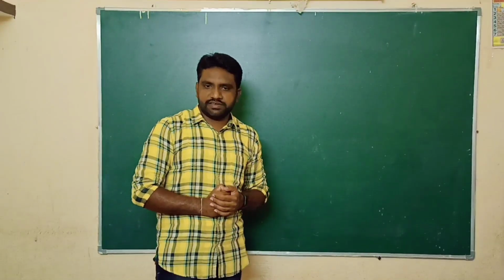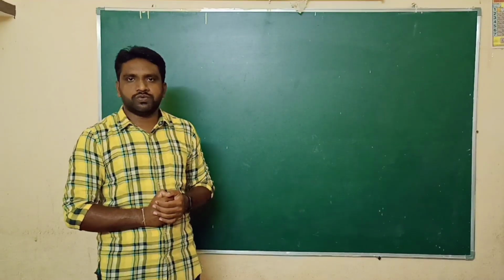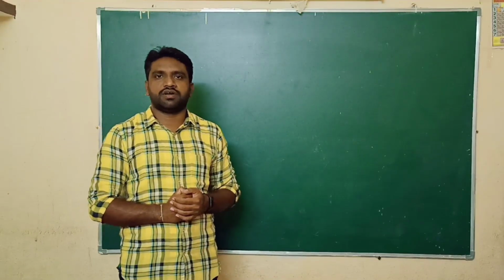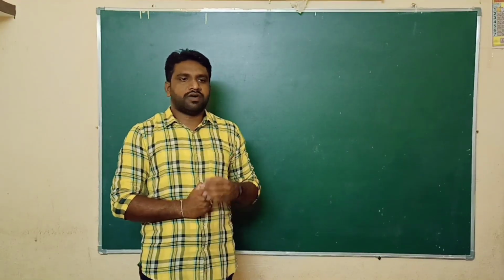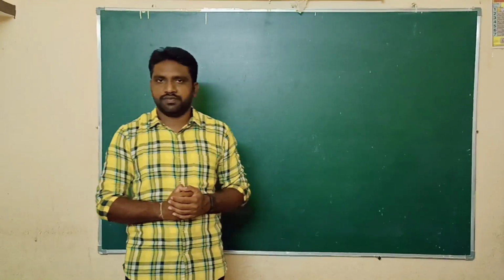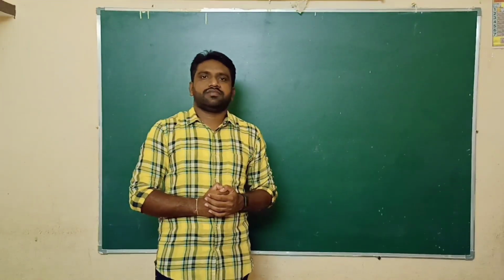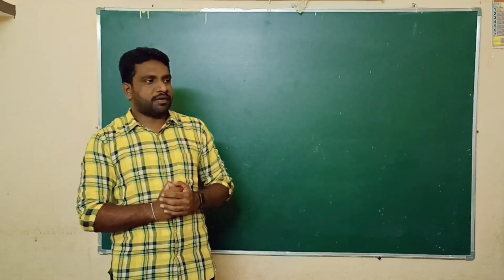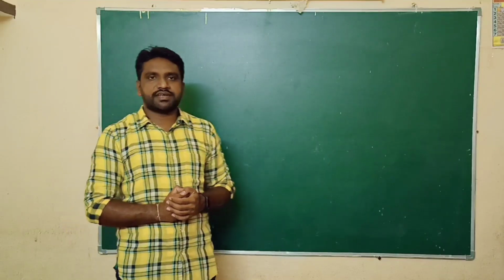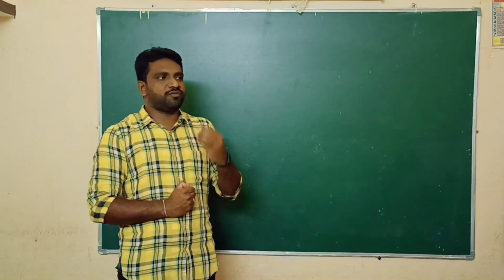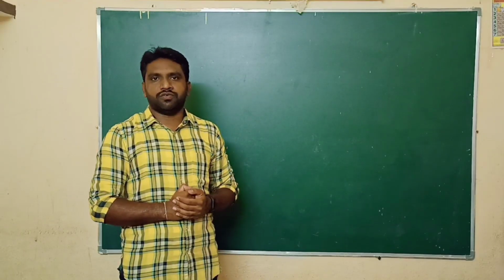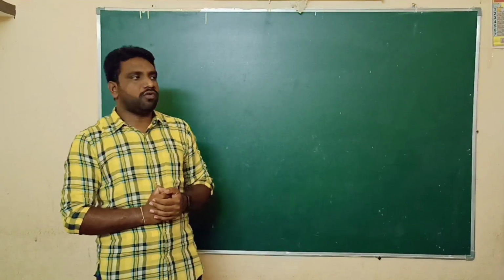The first question is: Why do we have to use a concave mirror in the construction of a solar cooker? Why do we prefer a concave mirror to construct the solar cooker? Because what is the purpose of a solar cooker? It has to cook the food. It uses sunlight, focuses it, and this solar energy is utilized to cook the food. So for that sake we use a concave mirror.